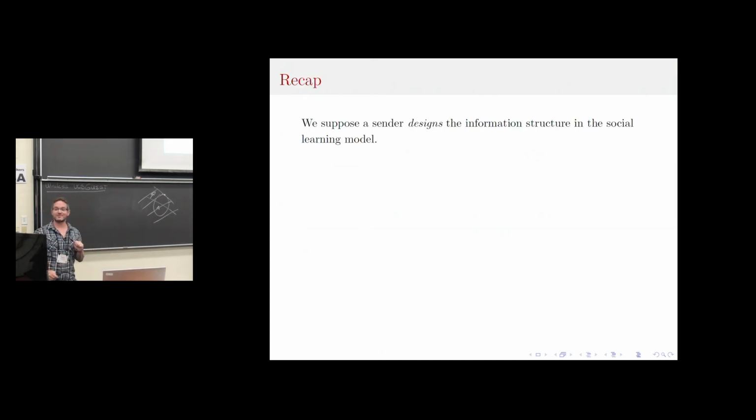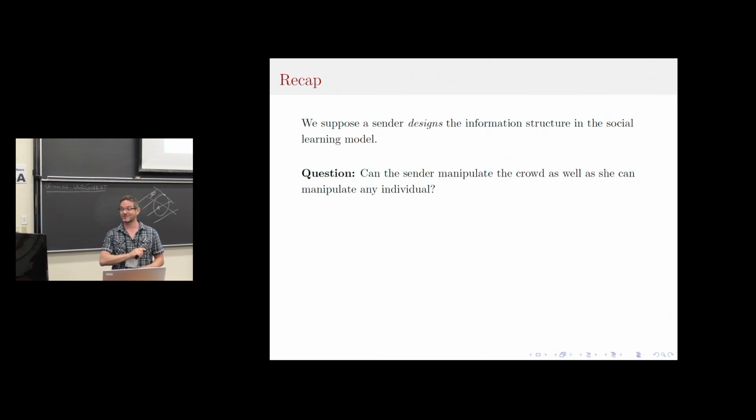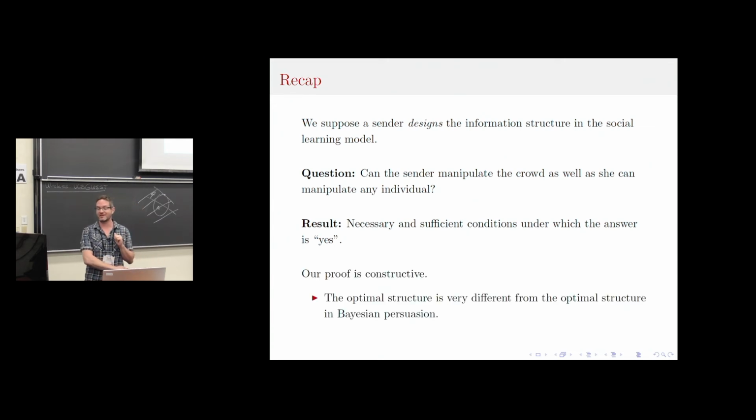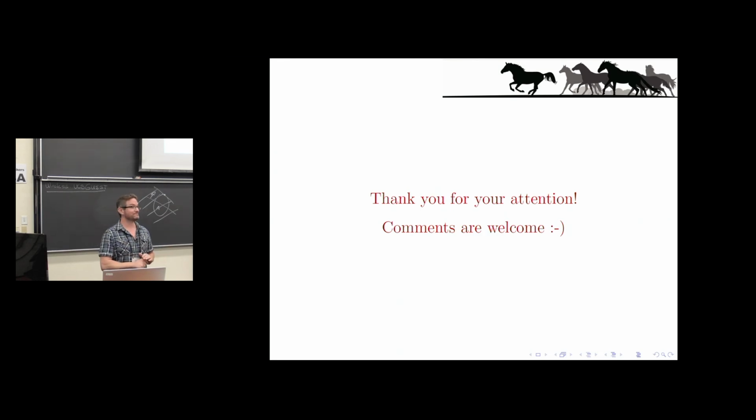Okay, so I'm out of time, so just a quick recap. We look at a herding model where the designer designs the information structure. We ask, can the sender manipulate the crowd as well as she can manipulate any individual? I showed you some necessary and sufficient conditions under which the answer is yes, and hopefully I've convinced you that the signaling structure is more interesting than the standard Bayesian persuasion structure. Yeah, that's it.